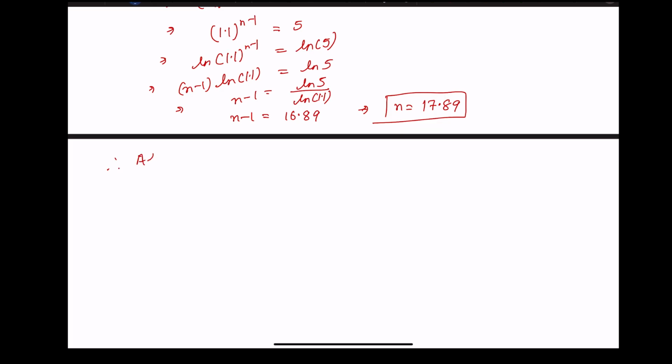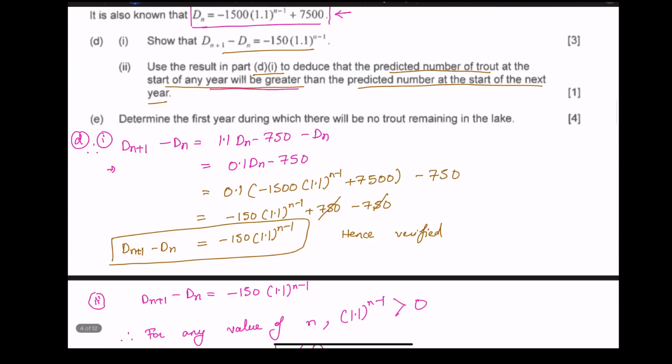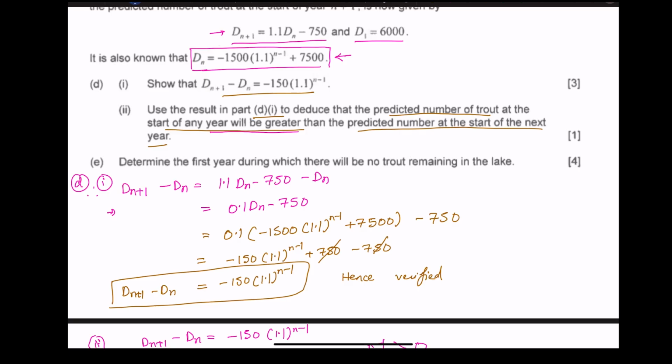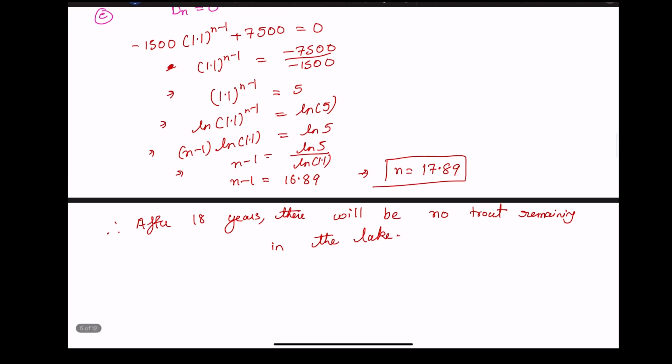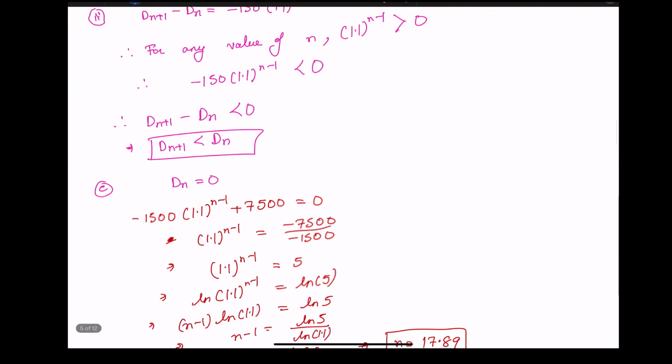After 18 years, there will be no trout remaining in the lake. Done. That's our part E.